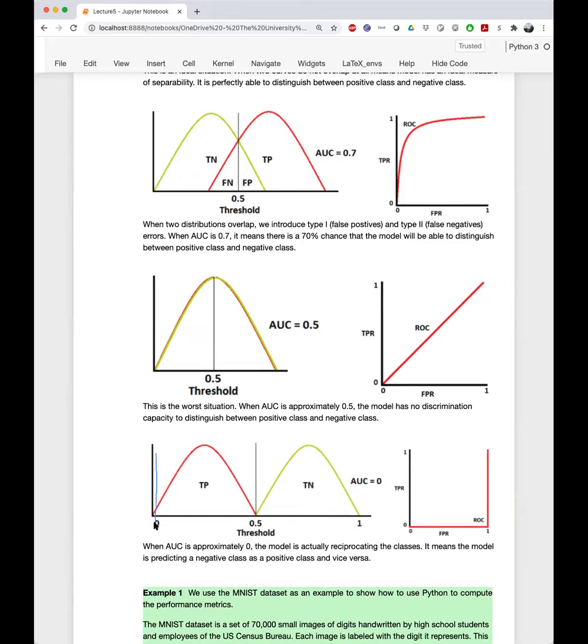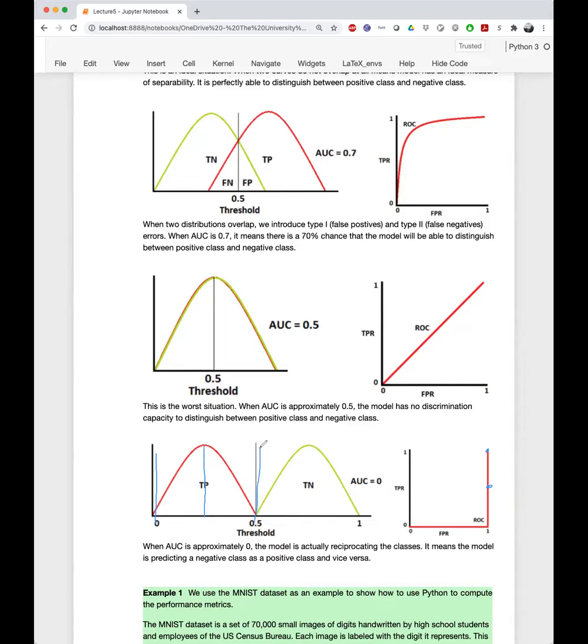So the threshold is here. You actually captured all of the cases, so your recall is 1, but you predict all of the negative cases to be positive. So the false positive rate is also 1. So you have this point here. Then you move the threshold to here. Then your recall is no longer 1. You only captured half of the positive cases, so recall is 0.5. Again, FPR is 1. So you get the point here.